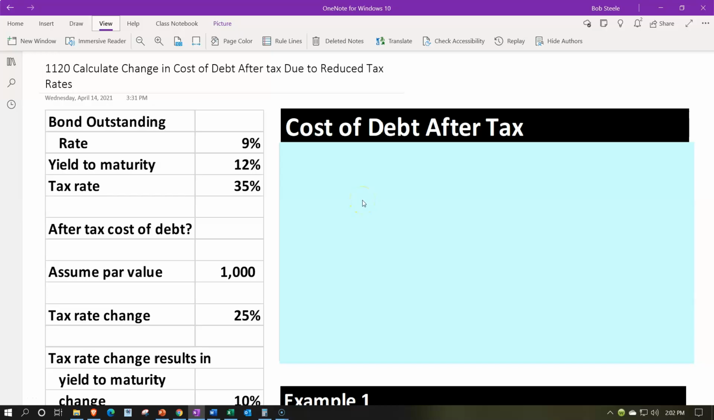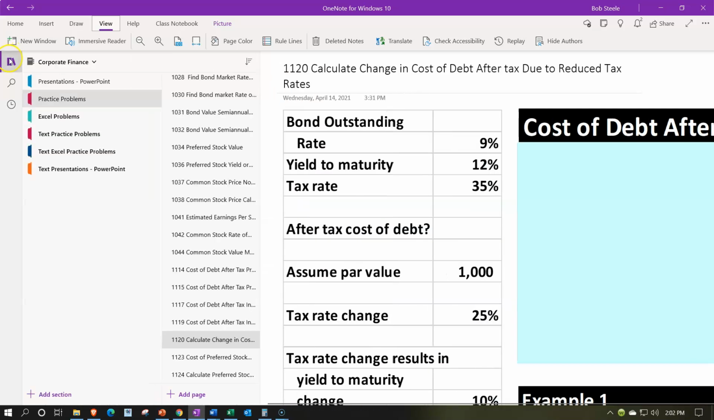Here we are in OneNote. If you have access to OneNote and would like to follow along, you're not required to, but if you would like to, we're going to be in the icon on the left-hand side, in the practice problems down here in the 1120 calculate change in cost of debt after tax due to reduced tax rates tab.